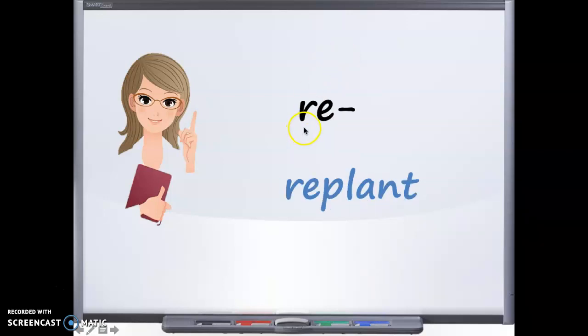The next prefix we have is re. The meaning of re means again. If I have the word replant, this means that I am going to plant something again.